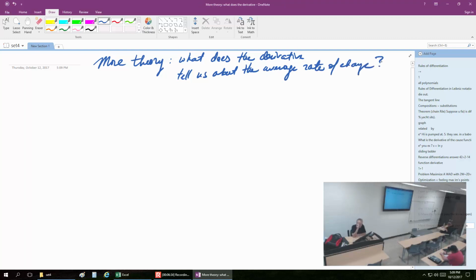Okay, so that's the question. So the derivative itself, let's speak in terms of driving as the main metaphor. What we're talking about here is that the substitute for the derivative is the velocity. So the question: what does the velocity, meaning instantaneous velocity, tell us about the average velocity? Which is kind of the opposite of what we have been doing.